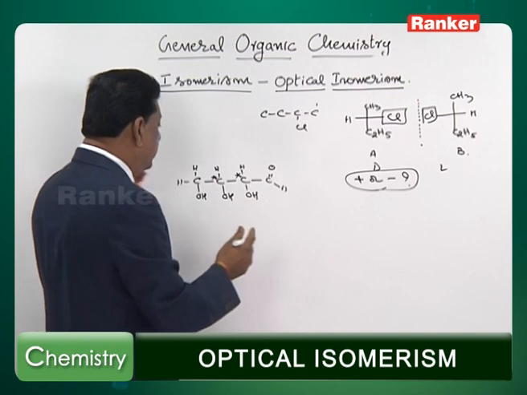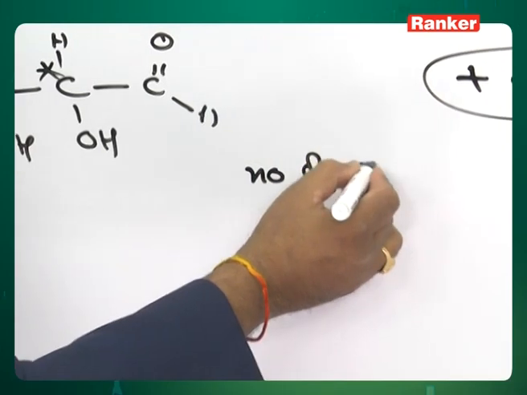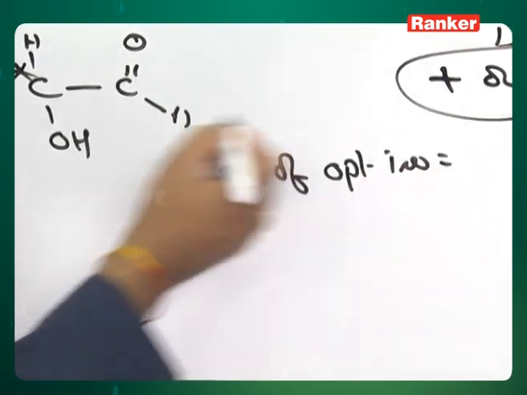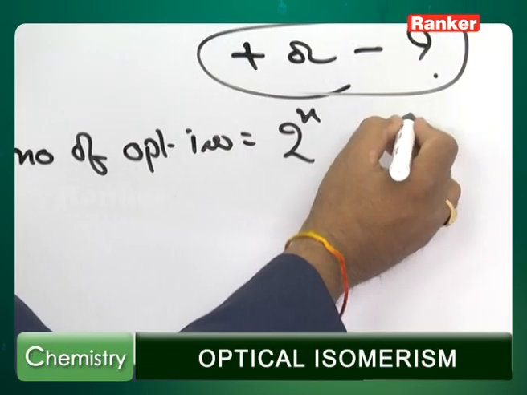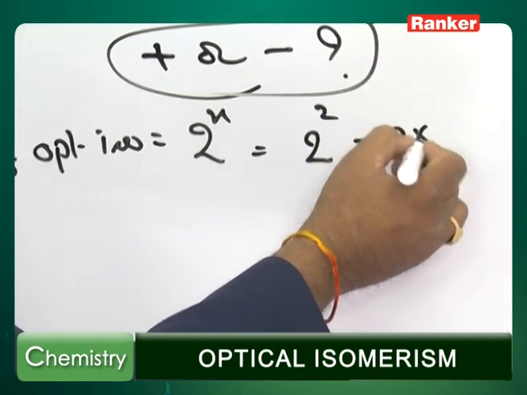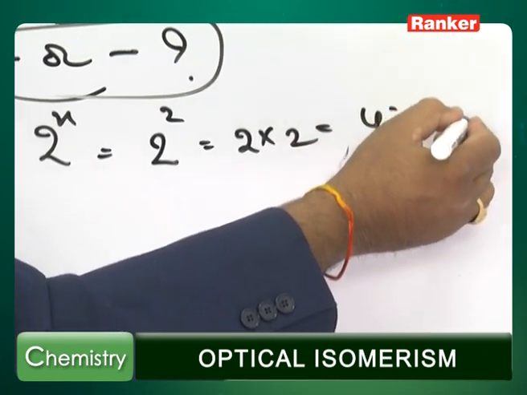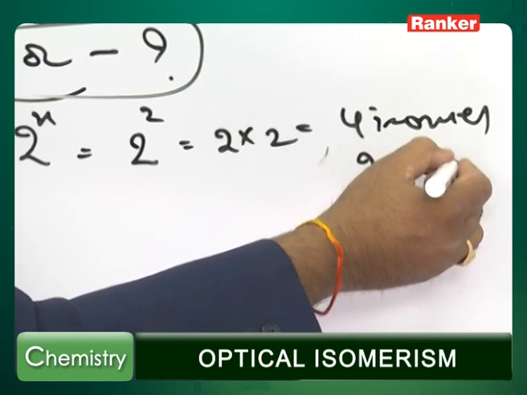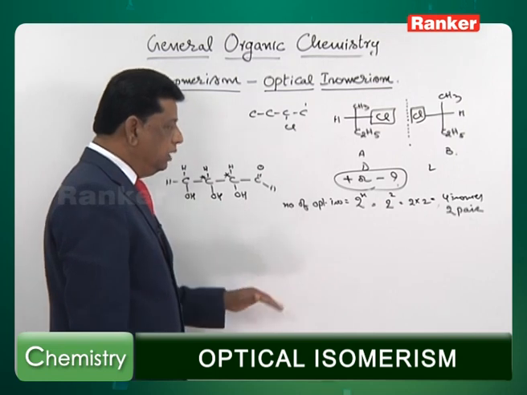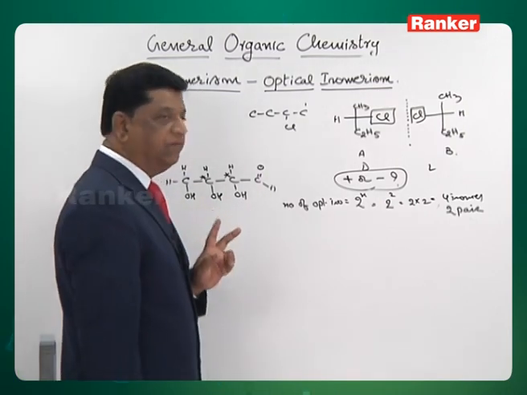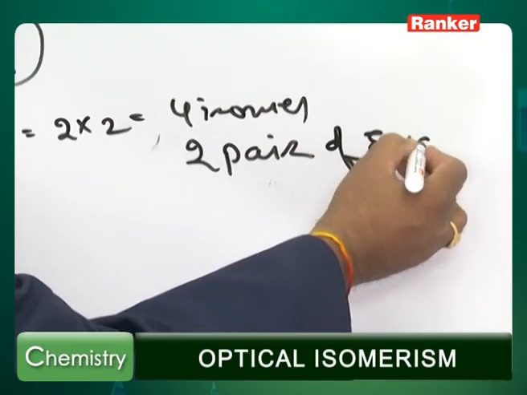There is one rule called Van 't Hoff rule. According to this, the number of optical isomers is 2 to the power of n, where n is the number of chiral carbons. So, 2 to the power of 2, that is 4 isomers are coming. Out of these 4 isomers, 2 pairs are going to form. What are these pairs? Original and its mirror image, another original and its mirror image. So, 4 compounds means 2 pairs of enantiomers.